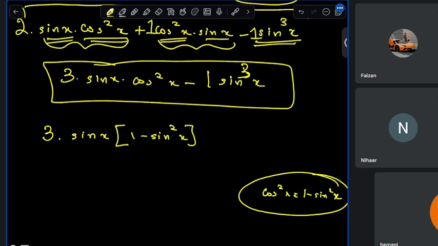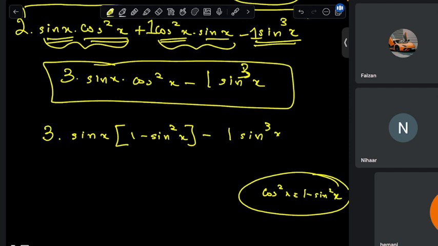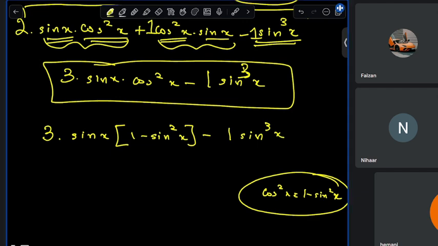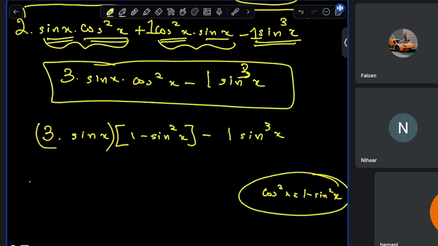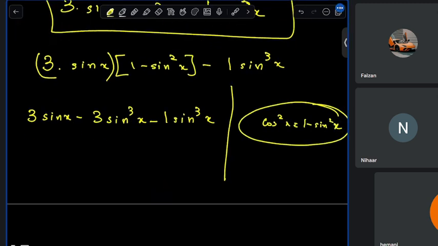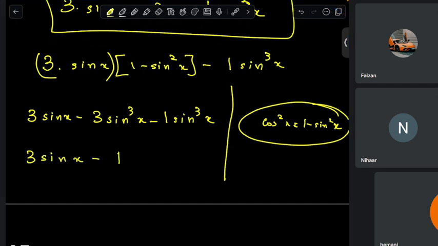Minus as it is, copy paste, minus sin cube x. Now, in the first part, don't you think I should multiply 3 sin x throughout the bracket? So if I multiply 3 sin x throughout the bracket, it becomes 3 sin x as it is, minus 3 sin cube x, correct? Minus sin cube x as it is. Now, out of 3 parts in your answer, the last 2 parts are similar. The first part, copy paste it as it is. What is minus 3 minus 1? Minus 4 sin cube x as it is. That's all.